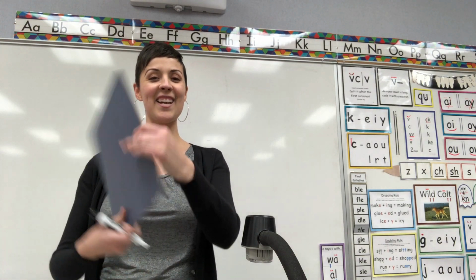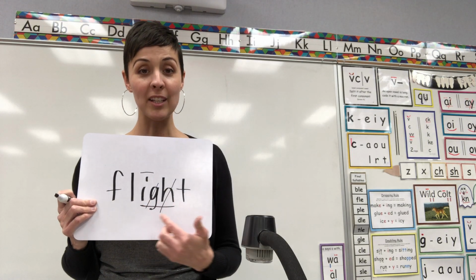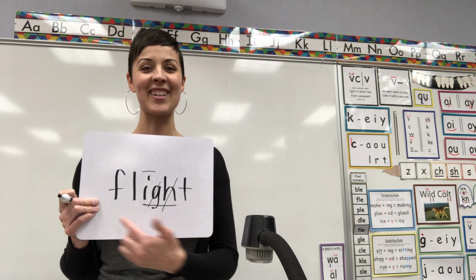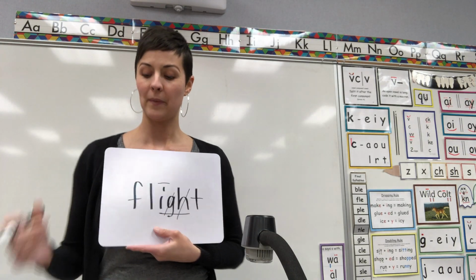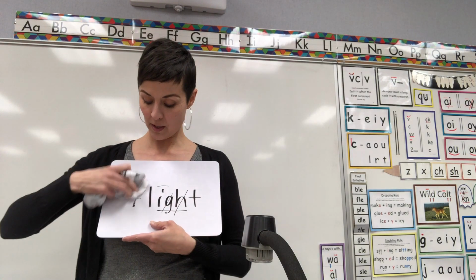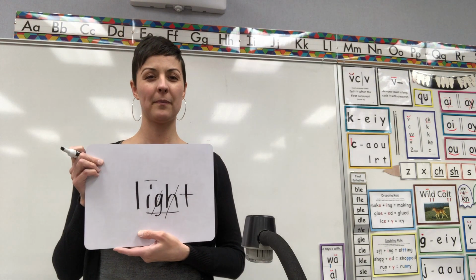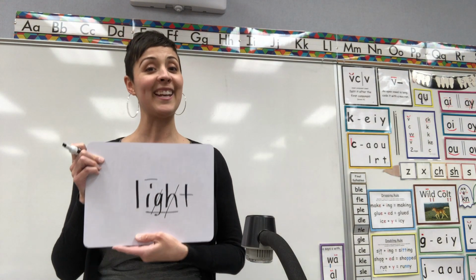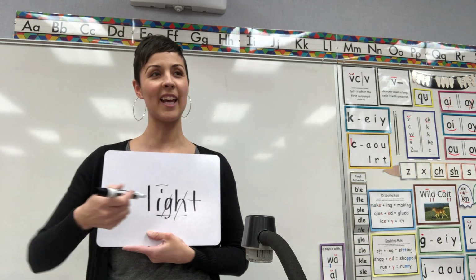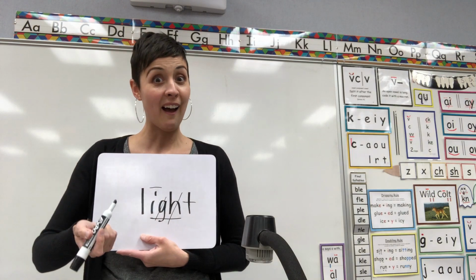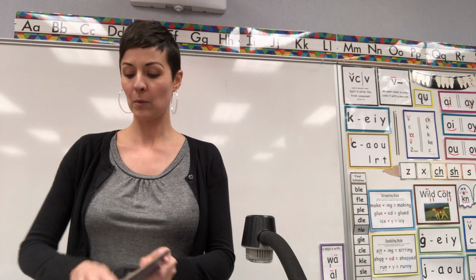Okay, can we check it? Flight should be spelled F-L-I-G-H-T. Trigraph I-G-H right there in the middle. Nice job. Let's do something and erase only the letter F. Will you try that? It used to say flight, now it says light. You got it, now it says light, like light, eye. Erase, erase. Okay, next word.